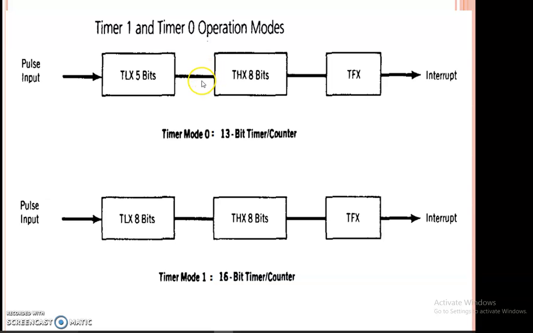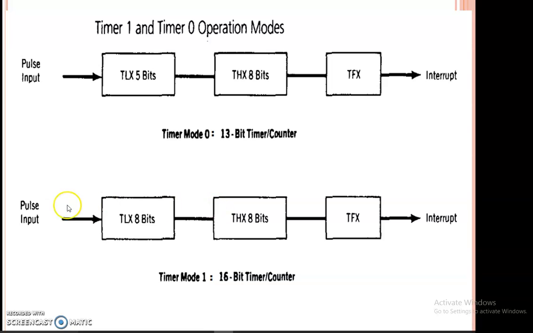You will load one number into this timer and it counts up. Whenever it reaches all zeros, it generates the interrupt by setting TF1 or TF0 equal to 1. So this is the flag you are going to use to generate the interrupt. The interrupt is given to the microcontroller.